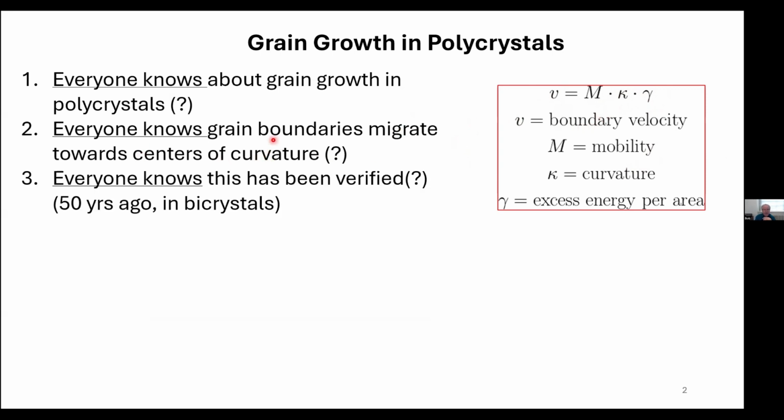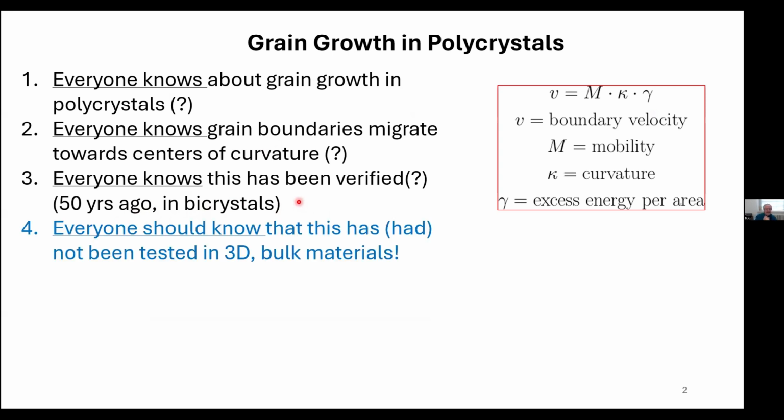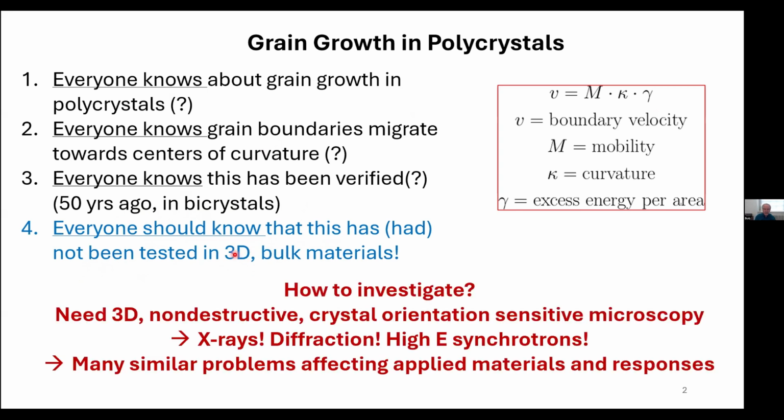So that's the expectation, and everybody knows that this has been verified, right? A long time ago, but it's been verified in bicrystals, which is a little caveat that turns out to be important. And maybe everybody should know that this had not really been tested in 3D, in bulk materials. So the question is, how do you fix that? How do you investigate this internal evolution of a sample as you anneal it at high temperatures?